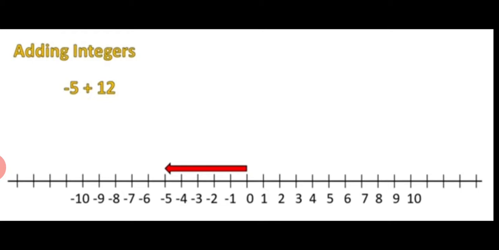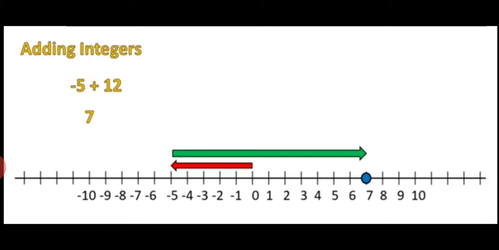Now the second number is plus 12. Plus 12 means positive number. So starting from -5, we move towards the right side up to 12 units. You can see the green arrow indicates it. Starting from -5, we move towards the right side, that means the positive side, up to 12 units and got the result +7.